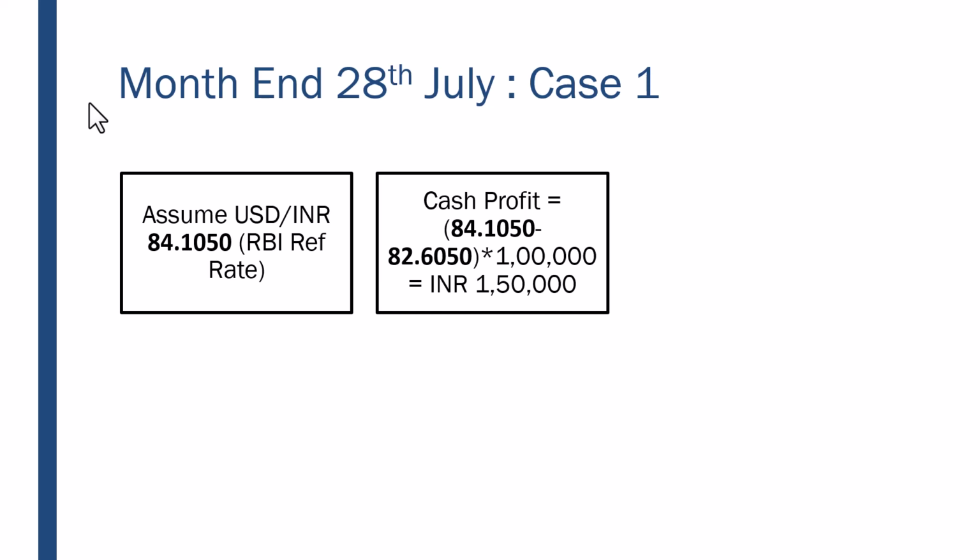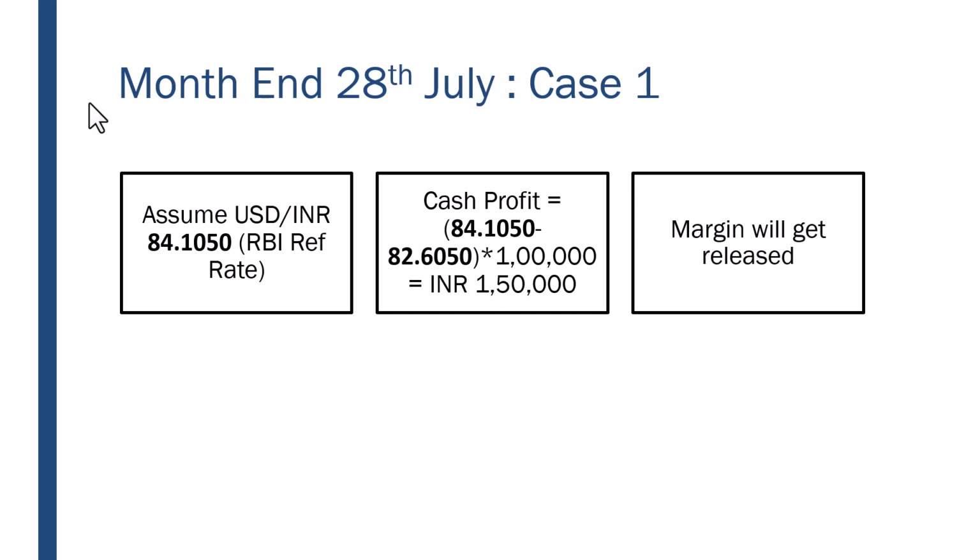So since he has fixed the dollar at 82.6050, he is hedging himself at 82.6050. So he is going to get 1,50,000 from the stock exchange. So whatever margin he has paid will get released. Now one more thing, that because there is a big gap between 1st of June till 20th of July.